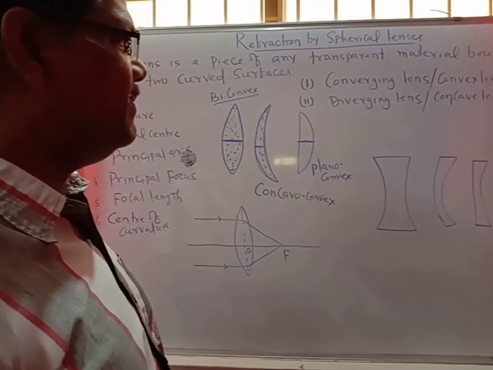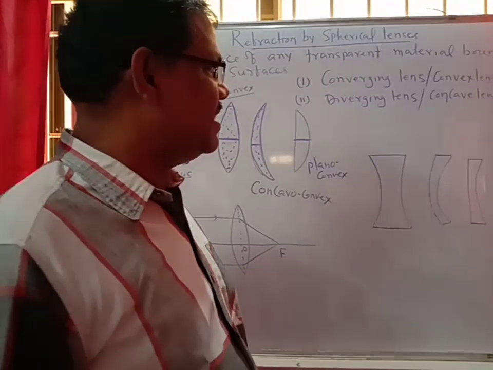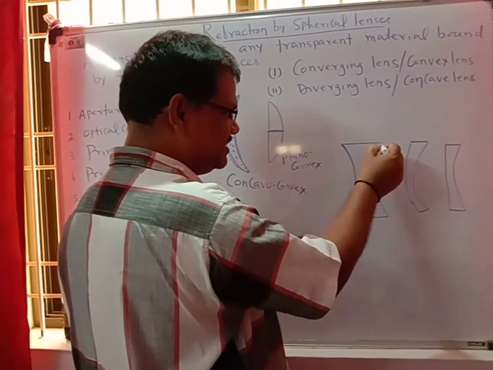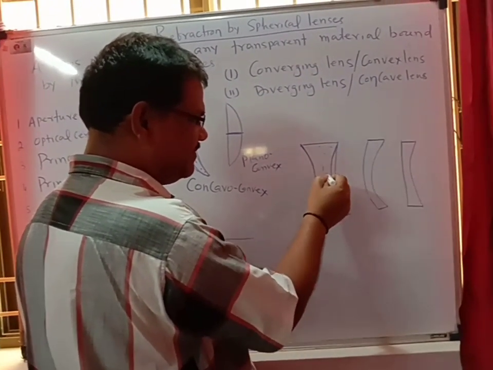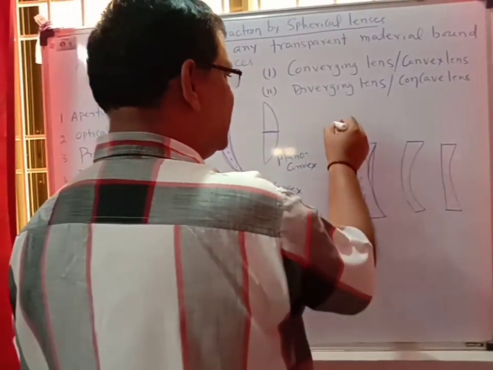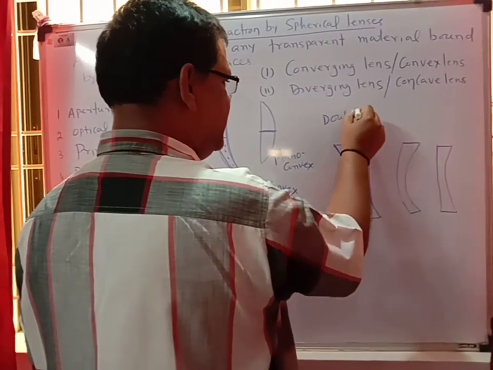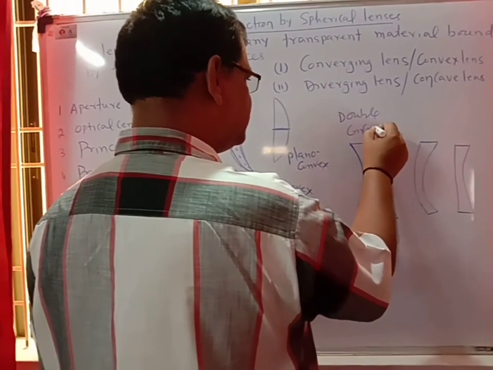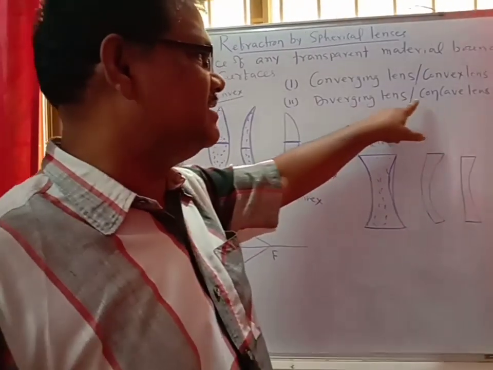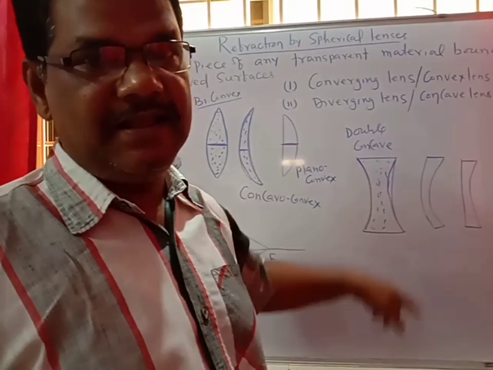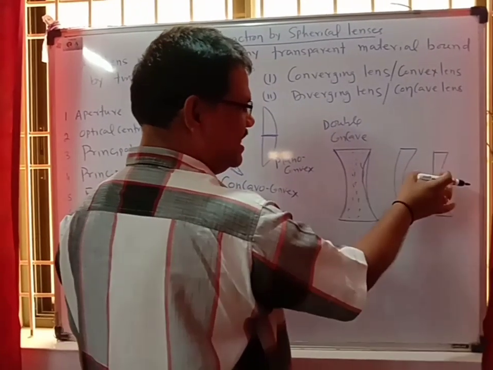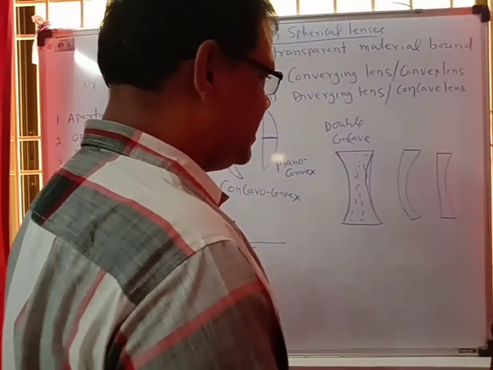In the same manner, if you come to the diverging lenses or the concave lens, this is also one spherical surface, and this is one spherical surface. It is enclosing some refracting material, and both the surfaces are concave, so it is told as the double concave. Double concave. It is told as the double concave. And here, how to identify the diverging lens or concave lens? The middle portion is thinner than the edge. This is the thin one. That is the double concave lens.